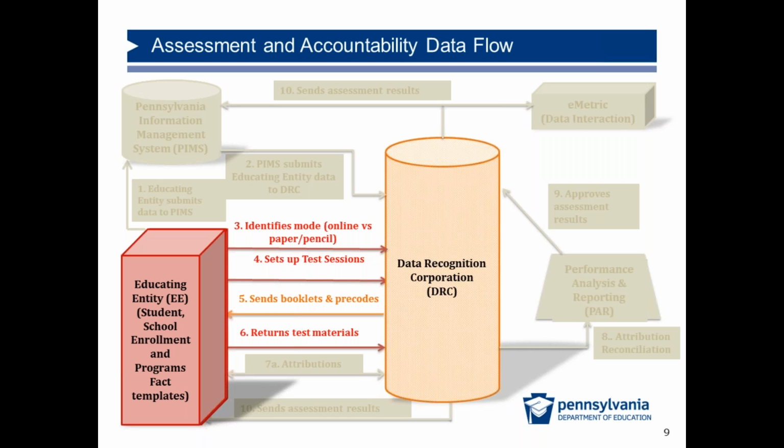Number 4 deals with test sessions. All students taking the test must be set up for a test session. There are 5 items required in order for your assessment coordinator to set up test sessions. The first is the assessment subject, whether that's Algebra 1, Literature, or Biology. The student name, the mode, paper pencil or online, needs to be indicated. The test session name, this is the name that the LEA or educating entity decides and labels for each test session. And lastly, the name of the teacher.